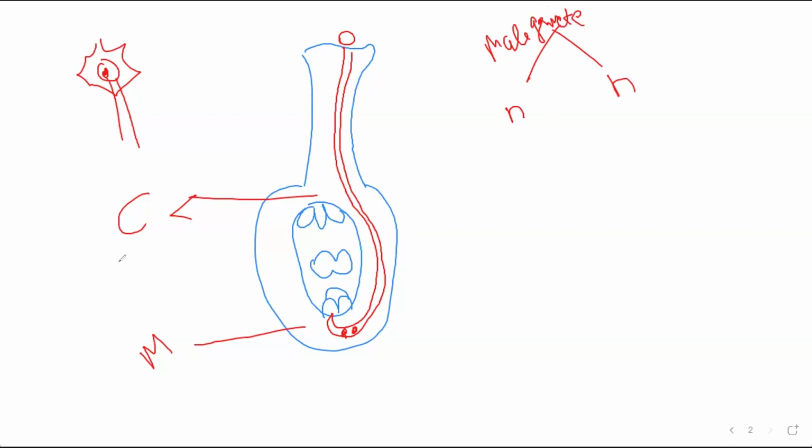Now, this is an egg cell. I'll use another color for the egg cell. I'm talking about this cell. This is an egg cell.